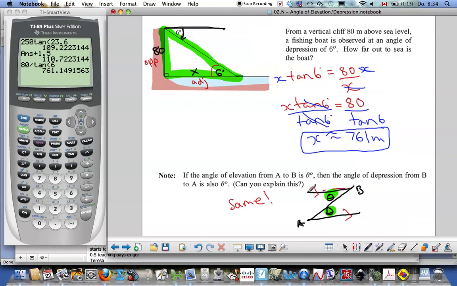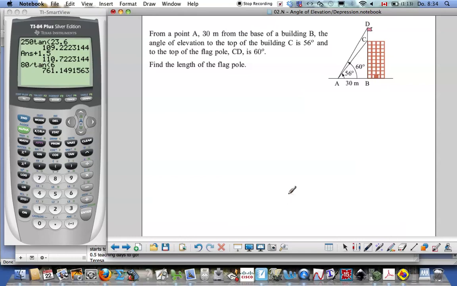Okay, let's look at one more problem. From a point A, 30 meters above the base of a building B, the angle of elevation to the top of the building is 56 degrees, and to the top of the flagpole is 60 degrees. So this is a problem like the first one, only it's now set up with 2 different angles. And it just wants the height of the flagpole, the flag.